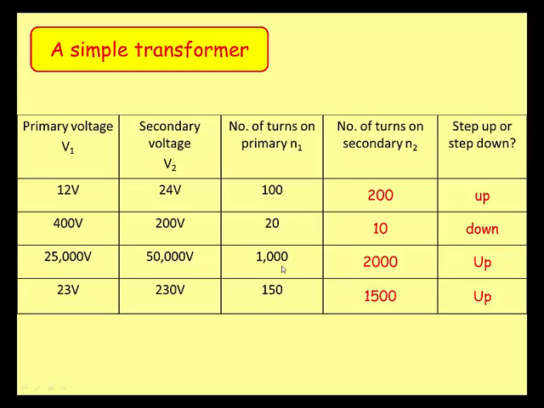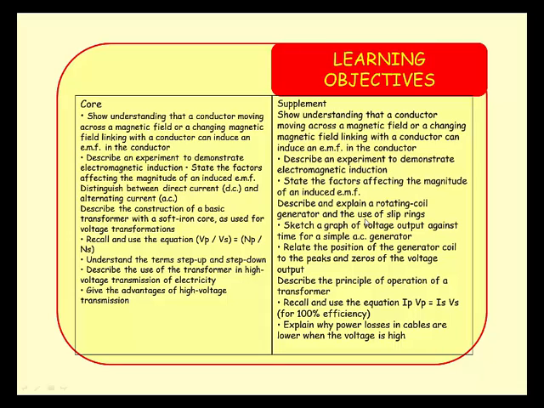Okay, I'm assuming you paused it and had a go. Here are the answers. First case 200, that's a step up. Second one it's 10, that's a step down. Next one's 2000, step up, and the third one 1500, a step up. Okay, hope you got those right. Pretty straightforward. And that is the end of this video.